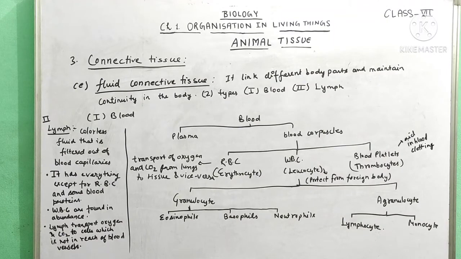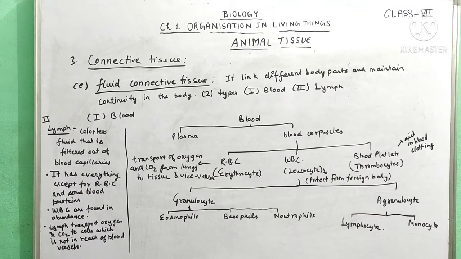Talking about the fifth type of connective tissue, that is fluid connective tissue. It links different body parts and maintains continuity in the body. The fluid connective tissue is of 2 types. First one is blood and the second one is lymph. Let's study about blood. Blood has 2 components, plasma and blood corpuscle.